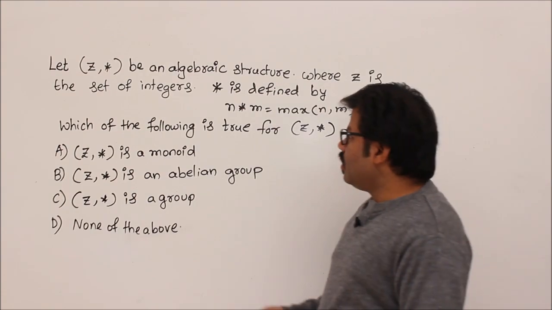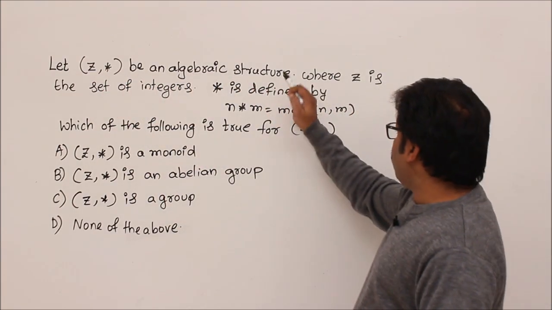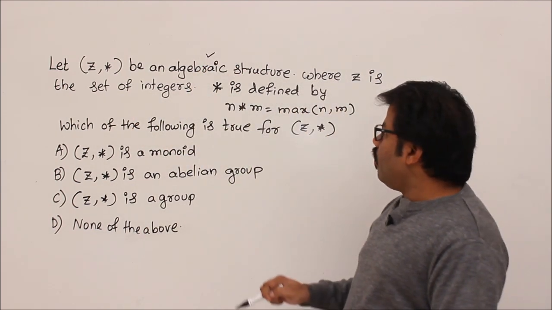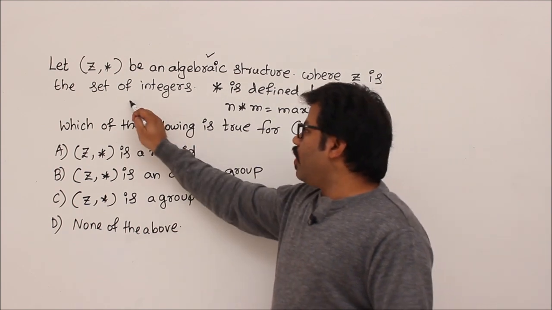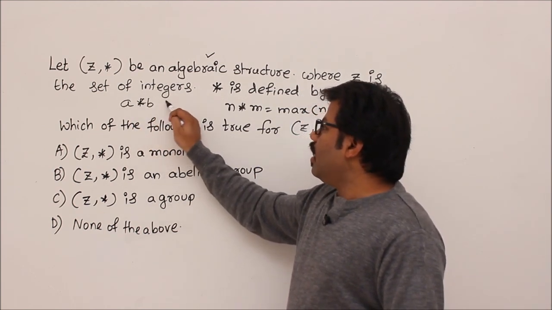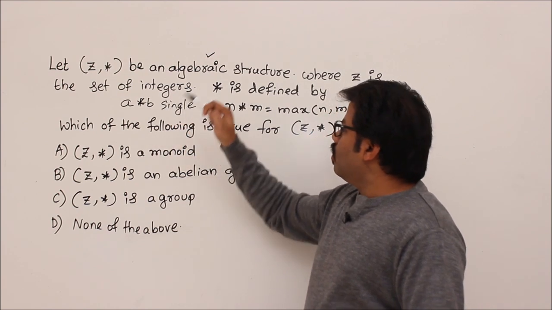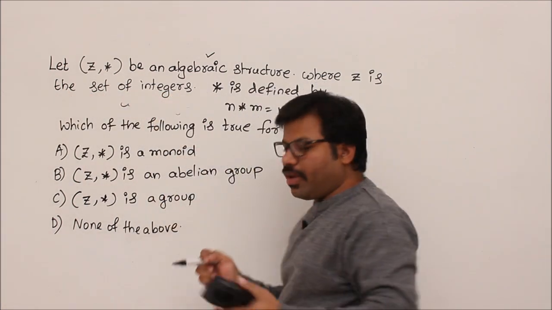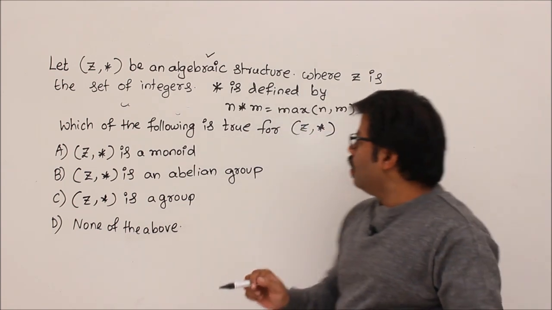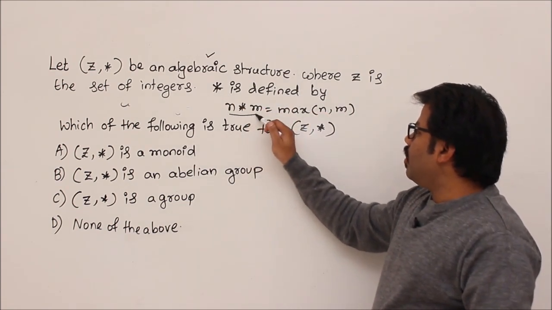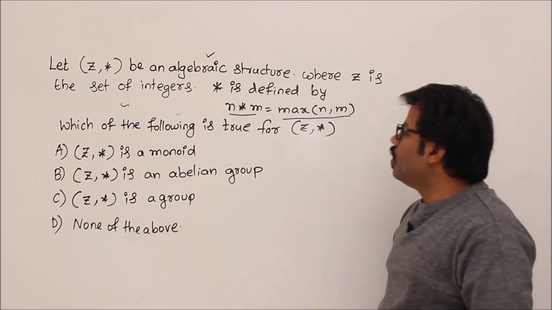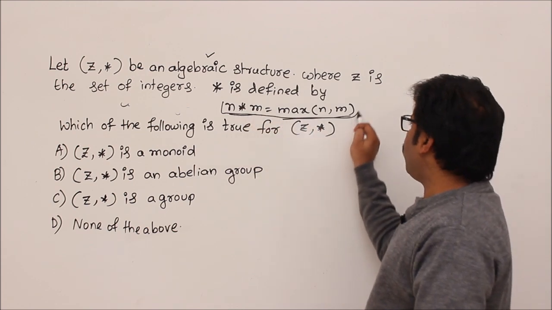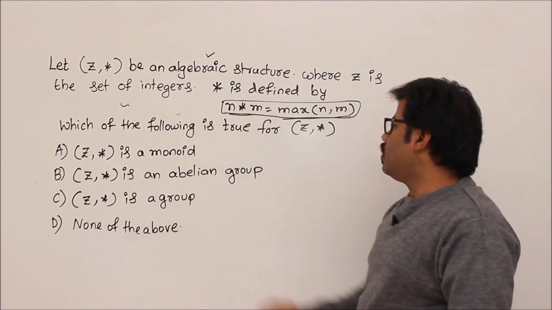Fine. We'll see one more question. Let Z star be an algebraic structure where Z is the set of integers. Don't worry if you see algebraic structure. Whenever something is an algebraic structure, you remember when we apply A star B, you get a single element. Okay. So we discussed that. Remember it. That means the operation always gives you a single element. Now, star is defined by n star m equal to max of n comma m. Now, which of the following is true for Z star? So, the function is given, our operator's property is given. Now, we have to identify the true statement.